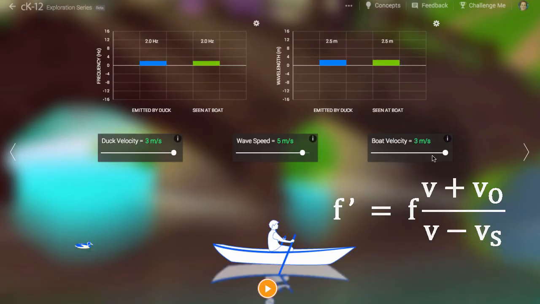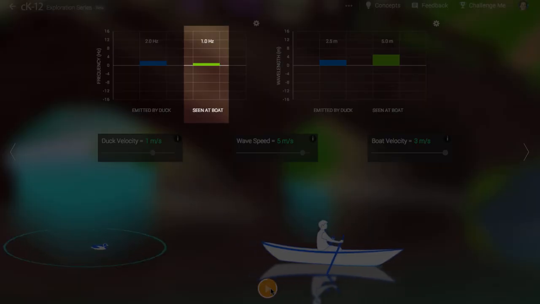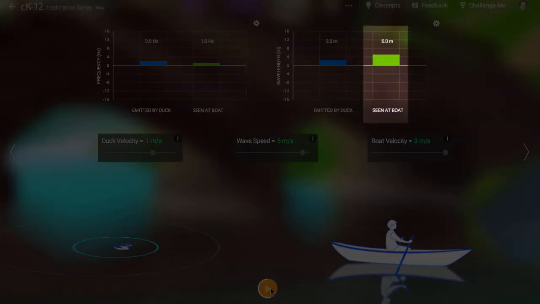When the duck and boat move away from each other, the frequency measured by the boater is much lower, and the wavelength is much higher.